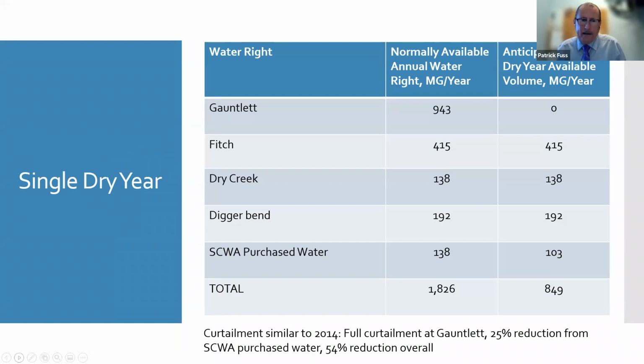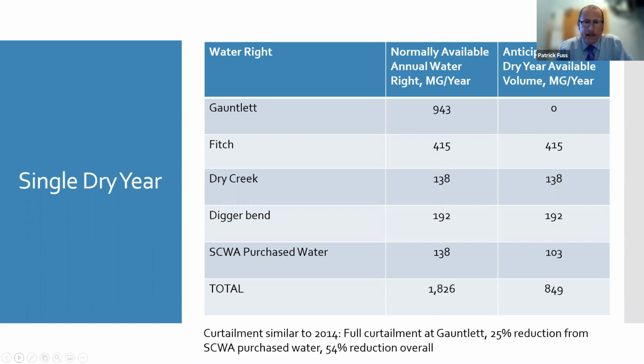The first look was at a dry period, and the initial look was, well, what's the worst that it's been lately? How bad can it be? So we looked at the curtailment from 2014, and we lost complete use of our Gauntlet water right and 25% of the purchase water from Sonoma County Water Agency. It encountered a 54% reduction overall. So we went from 1,826 million gallons available to 849.